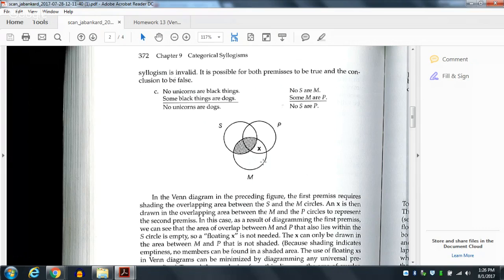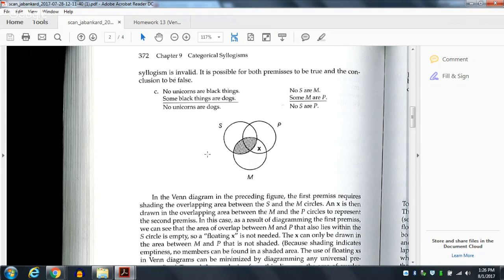We've got it diagrammed. The next claim is no unicorns are dogs. So this is the category unicorn, and this is the category dog. Unicorns can exist here, right? Unicorns can exist in this area. And this is an overlap with dog. These things here are both unicorns and dogs in this area.